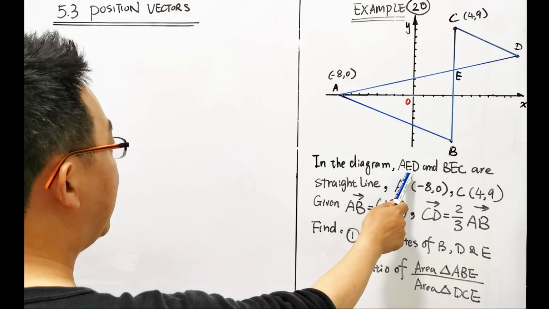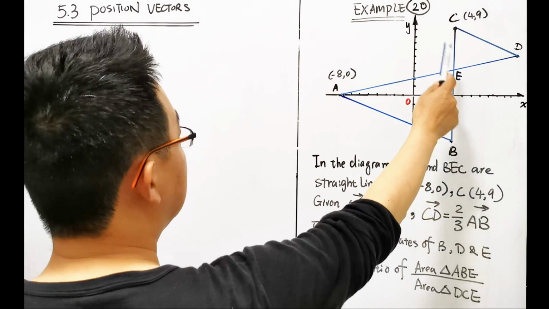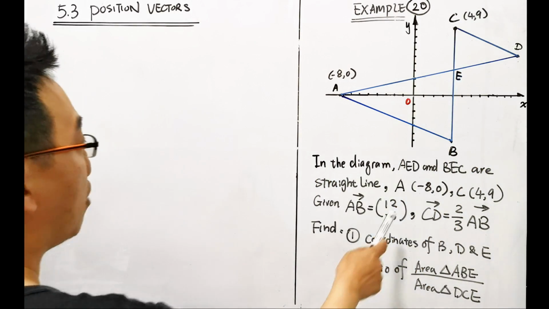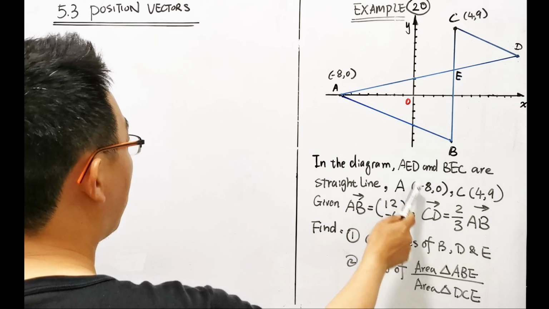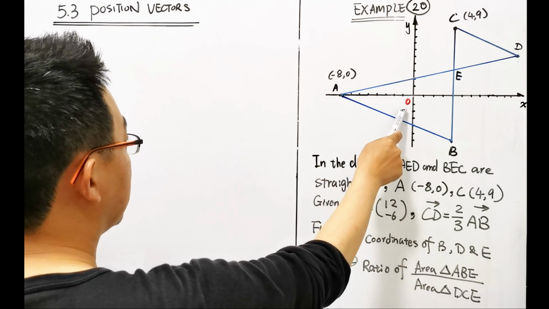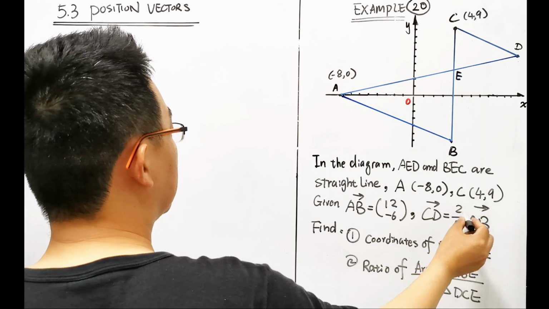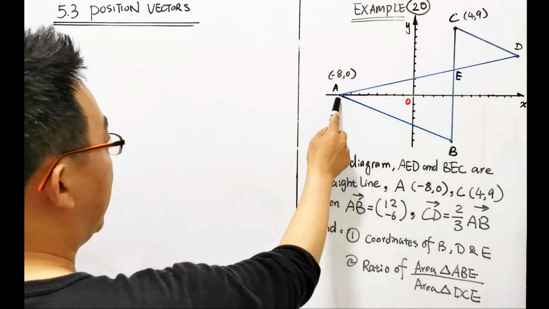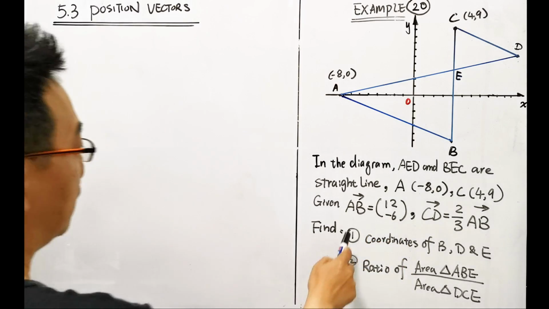So we have AED and BEC, and they are straight lines. We are already given in the question that the point A has coordinates (-a, 0). The origin O is here. We also know the point C has coordinates (4, 9), and also given is the vector AB, which in column form is (12, -6).